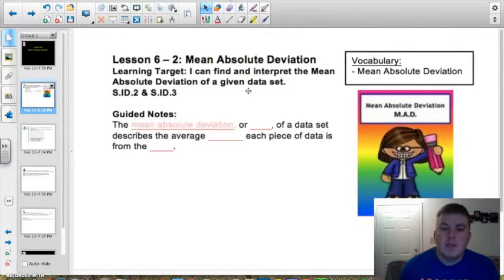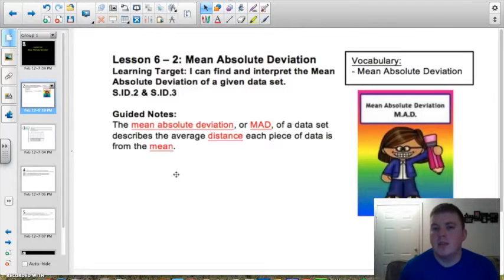Now, the mean absolute deviation, also known as the MAD of a data set, describes the average distance that each piece of data is away from the mean. So what this is going to tell us is how close each individual point is to the mean, or whether it's really close or whether it's far apart. So let's jump into an example and start getting our feet wet trying to figure one of these out.